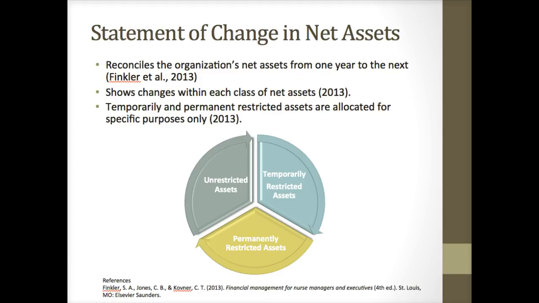An example of a permanently restricted asset might be monies received to go specifically to build a certain children's wing within a hospital. You could not use those funds elsewhere.